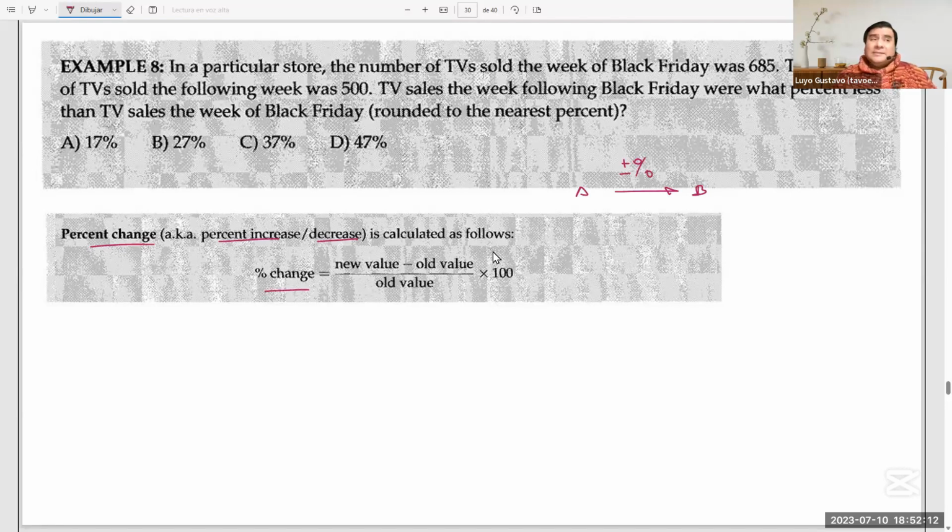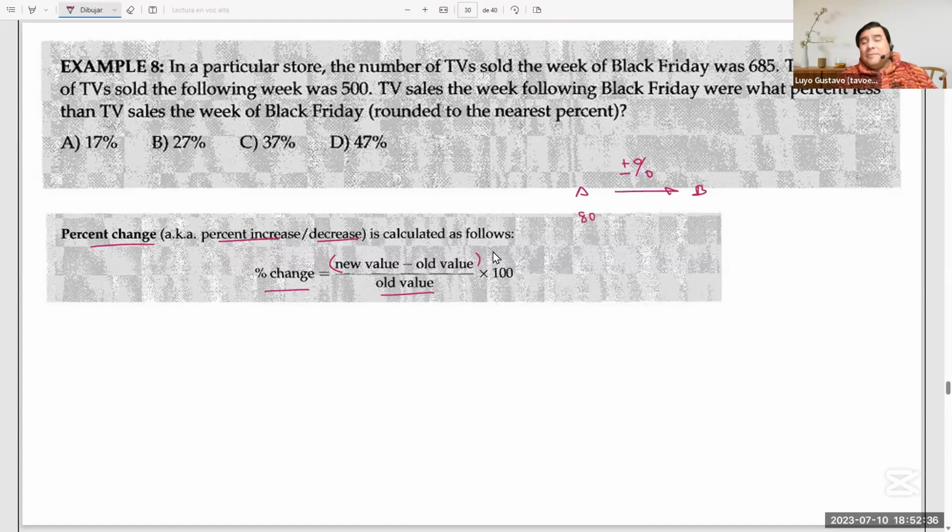This percent change, which could be a percent increase or percent decrease, you can calculate like this formula. Try to express this change or difference between the two as a percent of the original amount. That is, take the difference of the new value and the old value, divide by the old value, and this quotient multiply by 100.